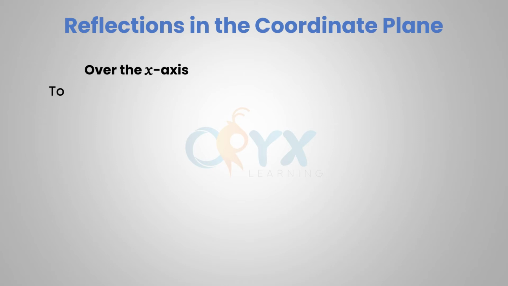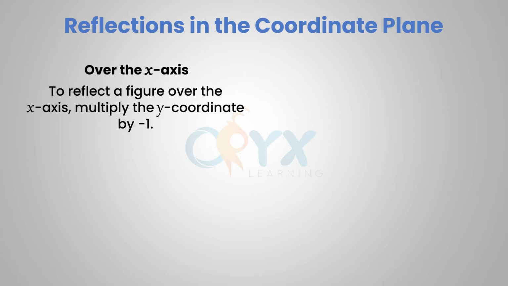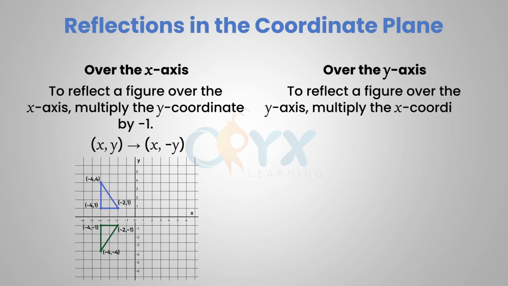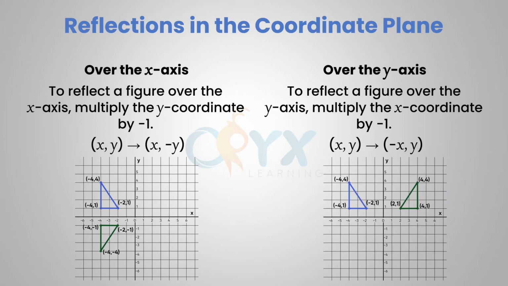If we would like to reflect a figure over the x-axis, multiply the y-coordinate by negative 1. So the coordinate (x, y) becomes (x, negative y). Here's an example of two figures reflected over the x-axis. In order to reflect a figure over the y-axis, multiply the x-coordinate by negative 1. So a coordinate (x, y) would become (negative x, y). And here's an example of two figures reflected over the y-axis.